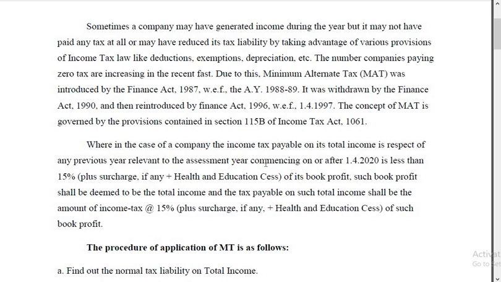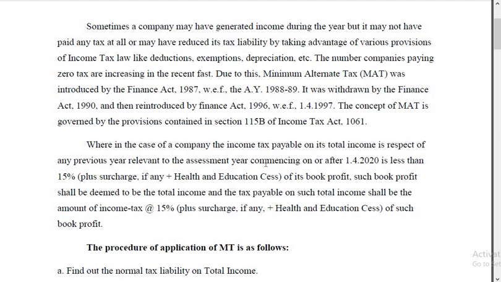Where in the case of a company, the income tax payable on its total income in respect of any previous year relevant to the assessment year commencing on or after 1/4/2020 is less than 15% plus surcharge if any plus health and education cess together of its book profit, such book profit shall be deemed to be the total income, and the tax payable on such total income shall be the amount of income tax at 15%, plus surcharge if any, and health and education cess of such book profit.